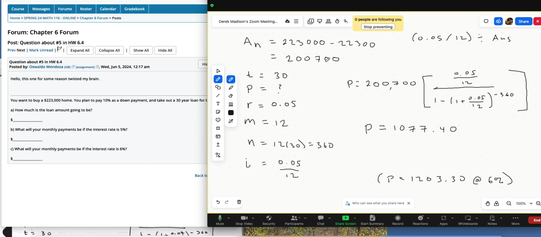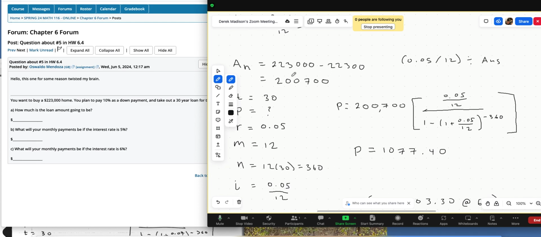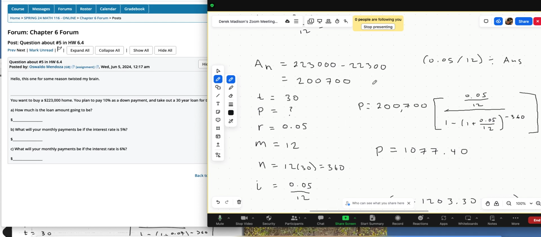So I think it was that first step, and then that would have messed up everything else. And then there's a part C to this. It's the exact same thing as this, except that 0.5 is a 0.6, and that should come out to 1203.30 if you get that in a calculator correctly. Hopefully it was just this bit up here that got you, but let me know if you still have questions.